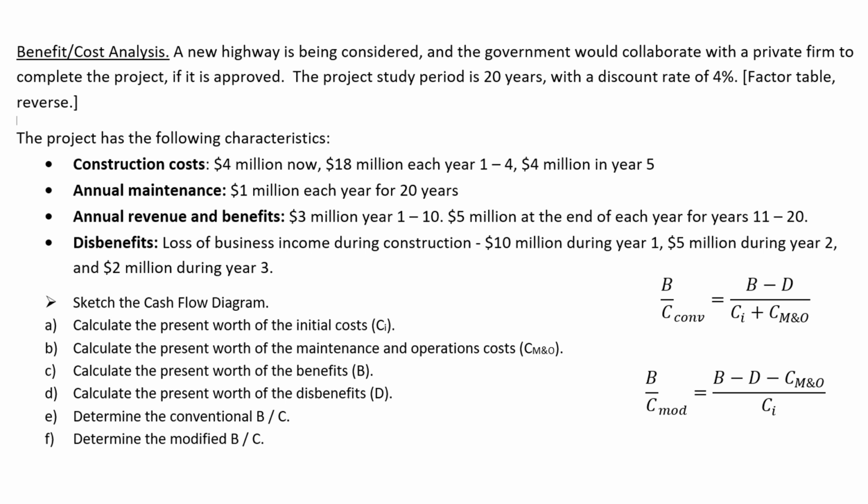And on the back side of the paper is the 4% table, because in this project we assume that we're borrowing money at 4%. Okay, so what you're going to need to do is read through this and determine what are the costs, what are the benefits, what are the disbenefits, and then convert them all to the present value. And then calculate the conventional and the modified B/C ratio.